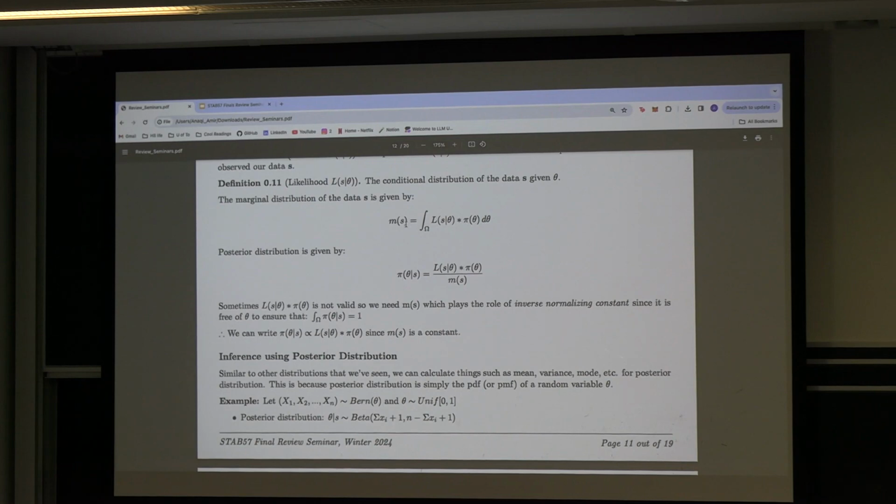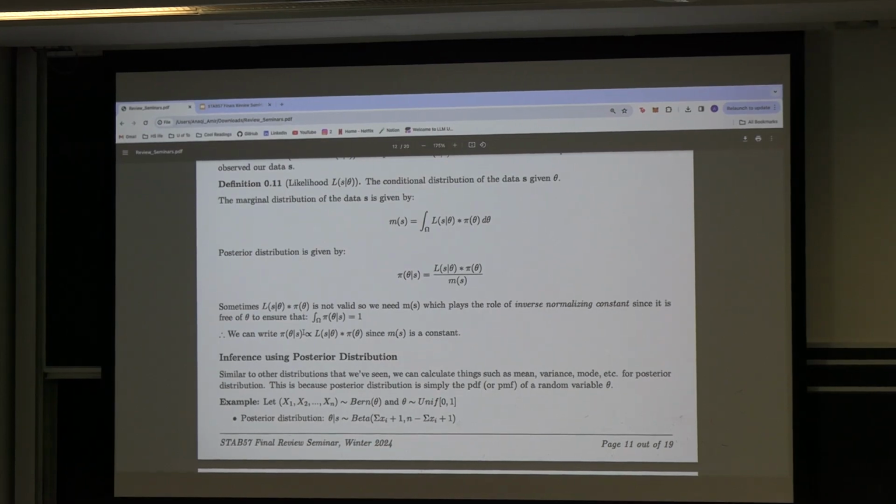We call that m(s). And then the posterior distribution is given by pi(theta | s), that's the posterior. It's the likelihood multiplied by the prior and then divided by the marginal distribution. The reason we divide is because sometimes when you multiply the likelihood and the prior, you don't get a valid PMF. So the role of the marginal distribution is to normalize it and make sure that it's a valid PMF.